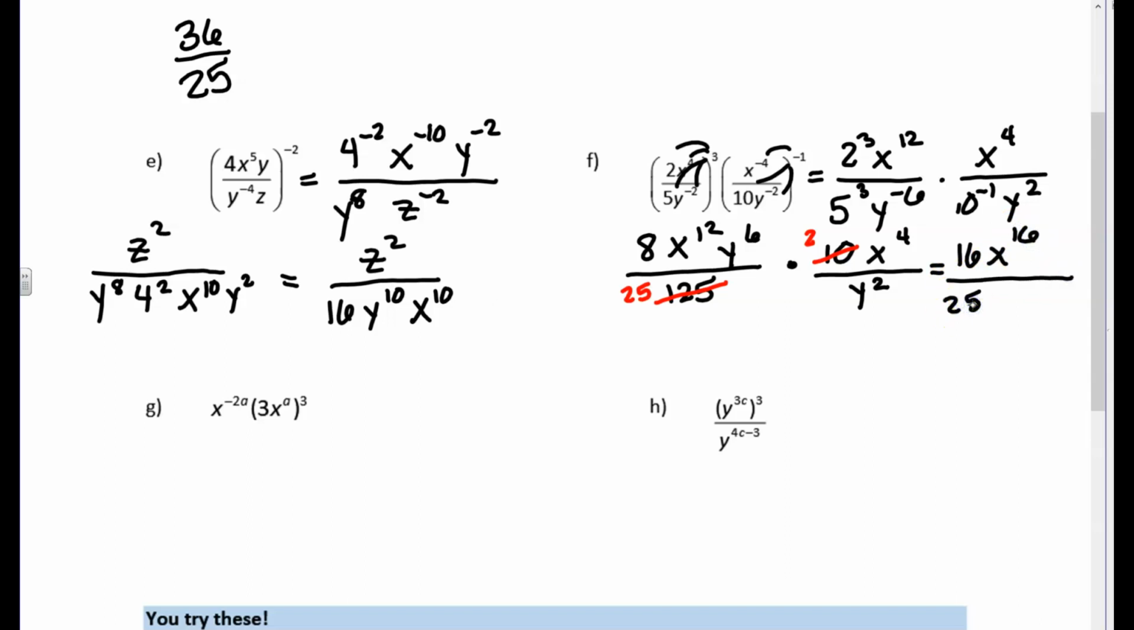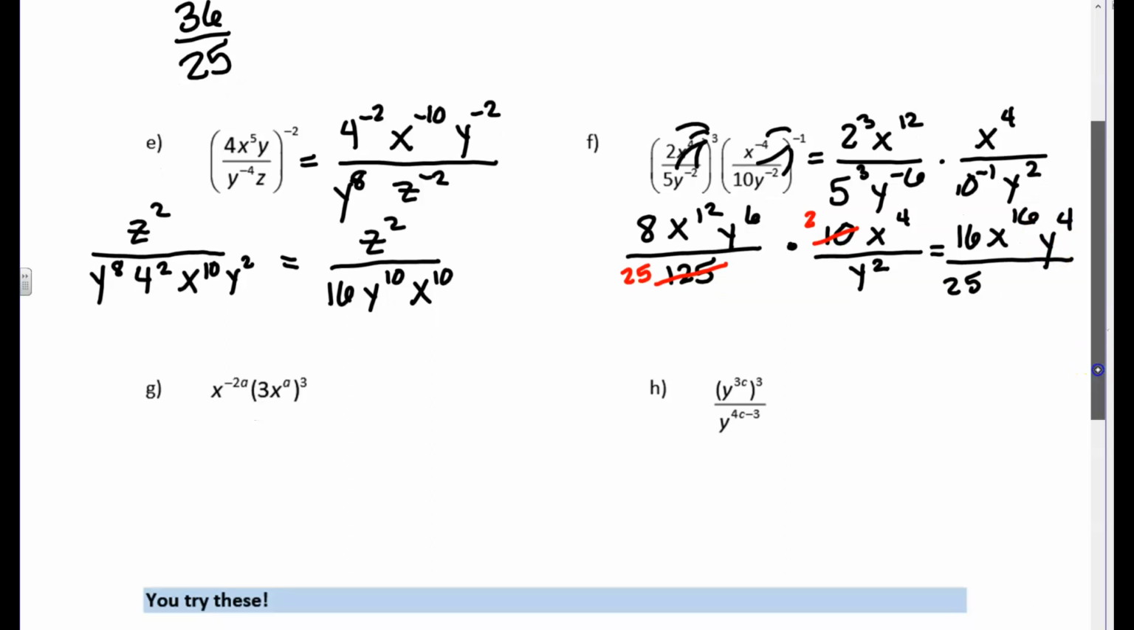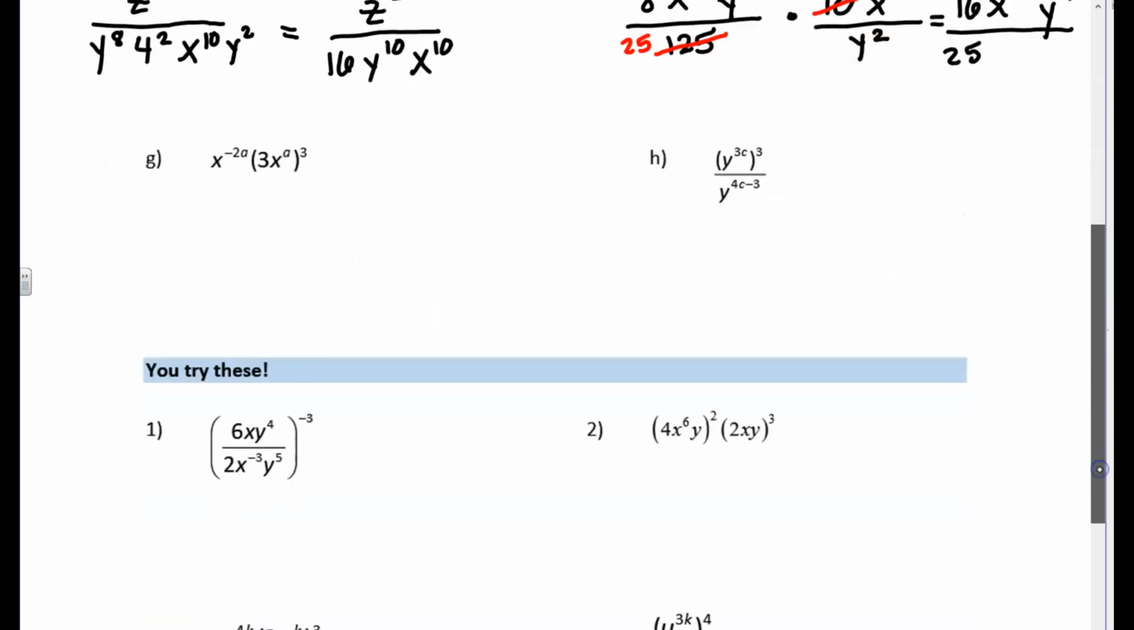Now, if you look at this, we have a y to the 6th in the numerator, a y squared in the denominator. I can subtract those because they're really dividing each other. So I get a plain y to the 4th in my numerator. So there's that question. And let's take a look at G now.